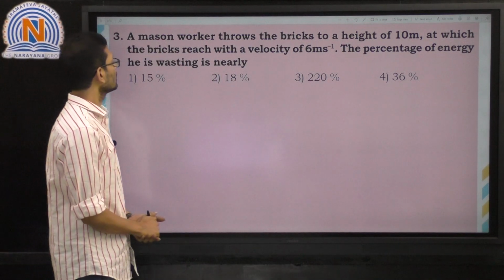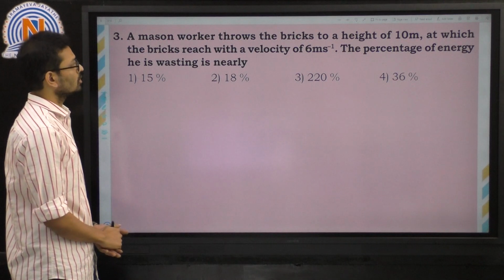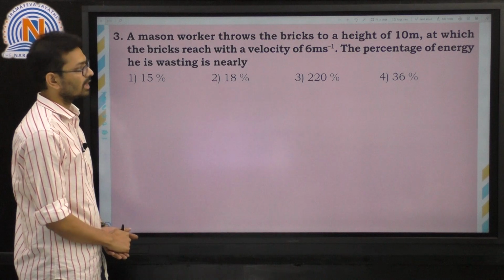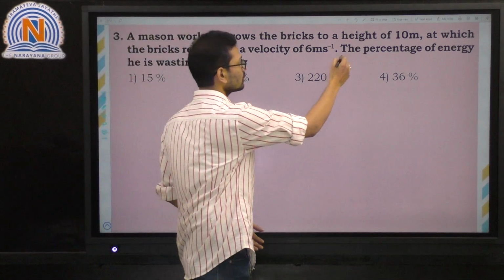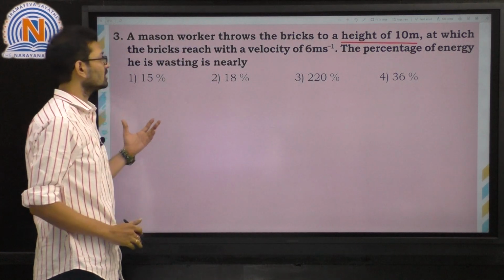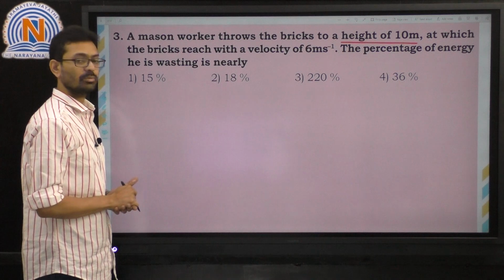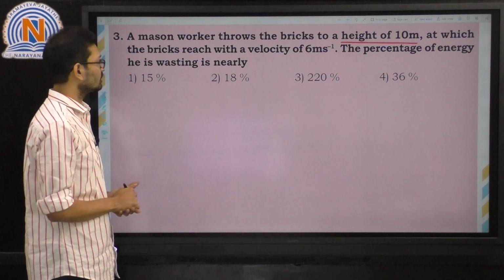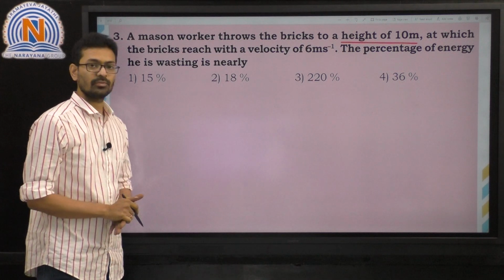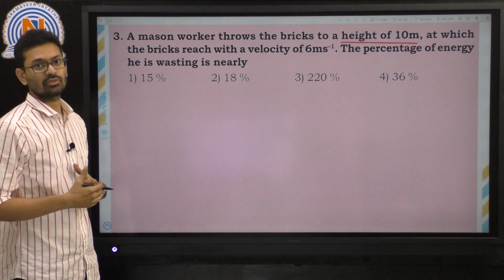Your next question: a mason worker throws bricks to a height of 10 meters. So he is throwing a brick to a height of 10 meters, at which the brick reaches with a velocity of 6 meters per second. The percentage of energy he is wasting is nearly. So they want to calculate what percent of energy is wasting over here.